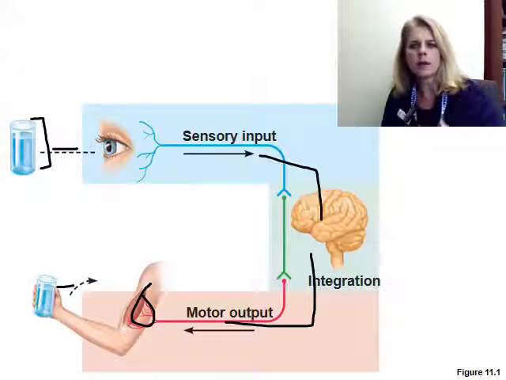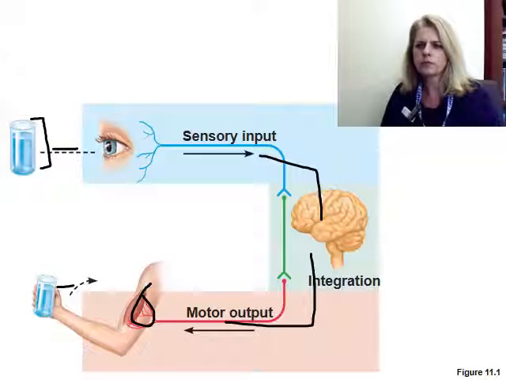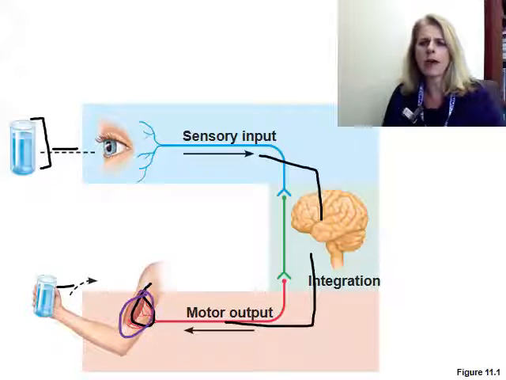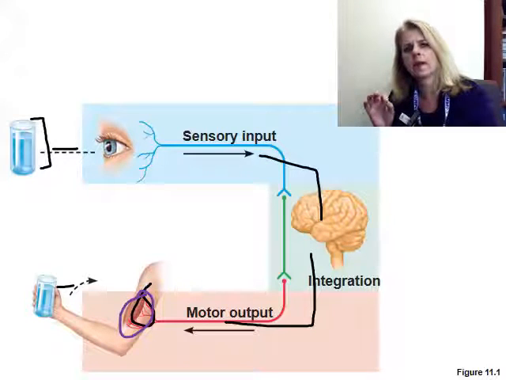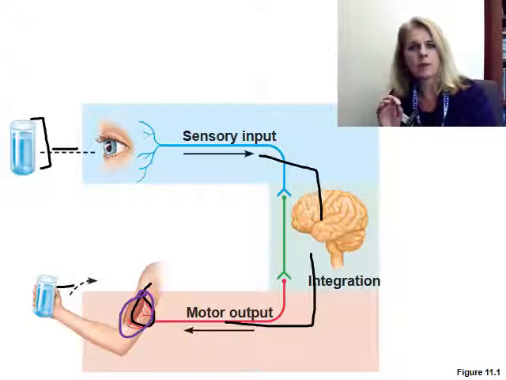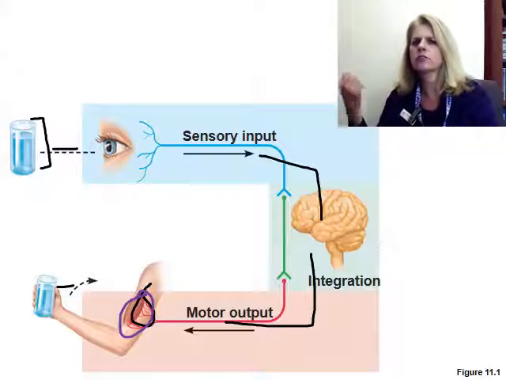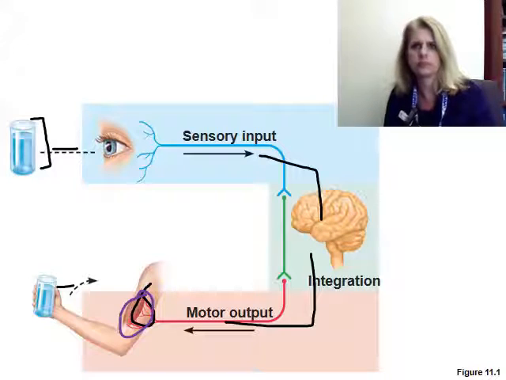And so what we want to talk about today in particular is what happens when that motor output, that decision that's coming down from the brain, gets from the nervous system to the muscular system. So how does an electrical stimulus from the brain turn into a physical contraction of the muscle?